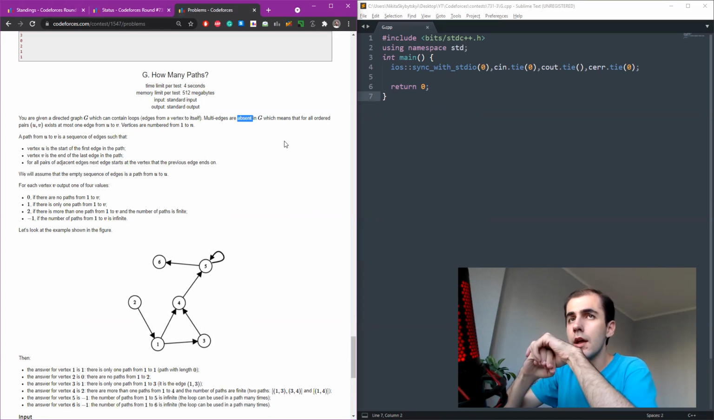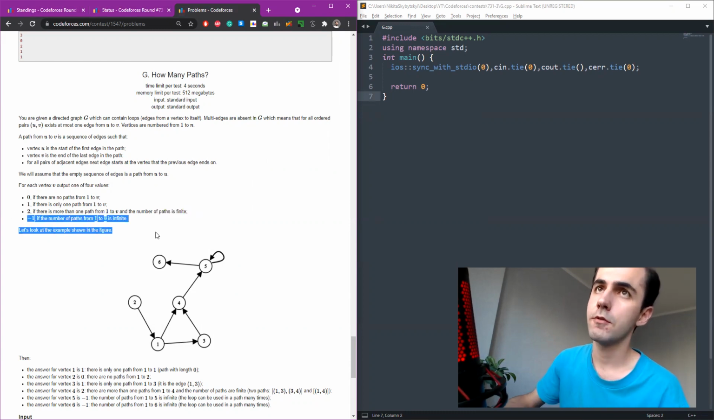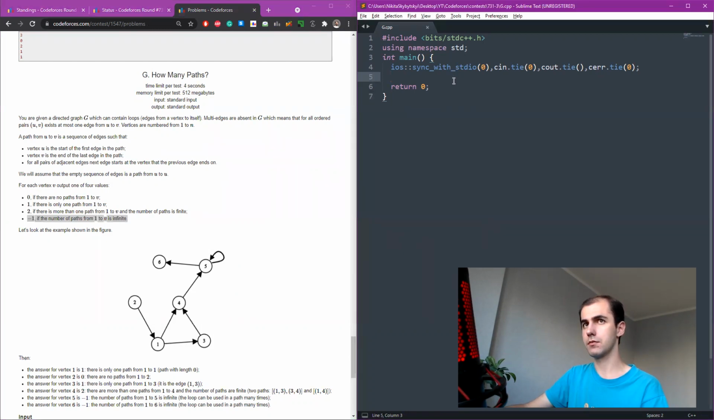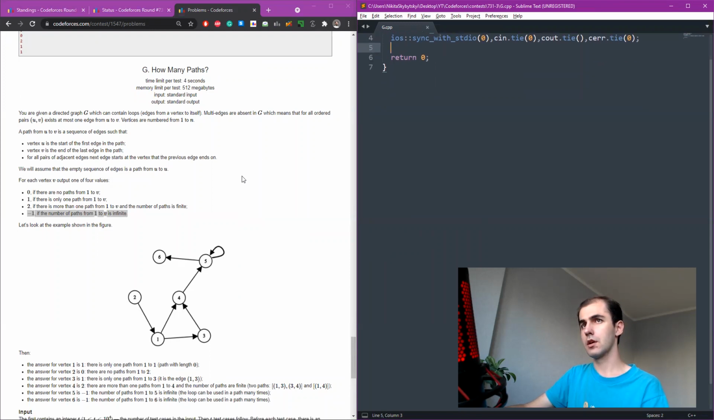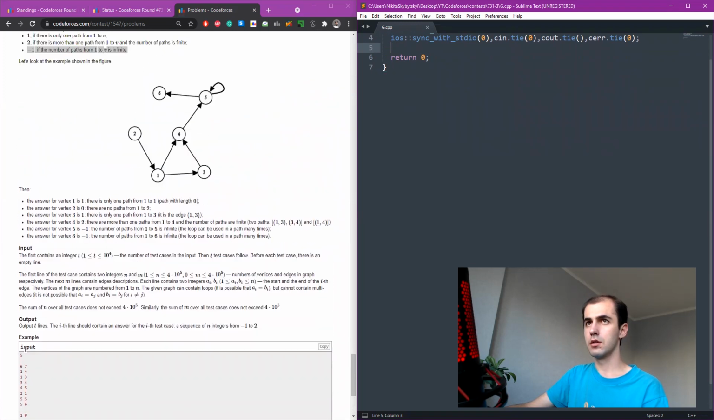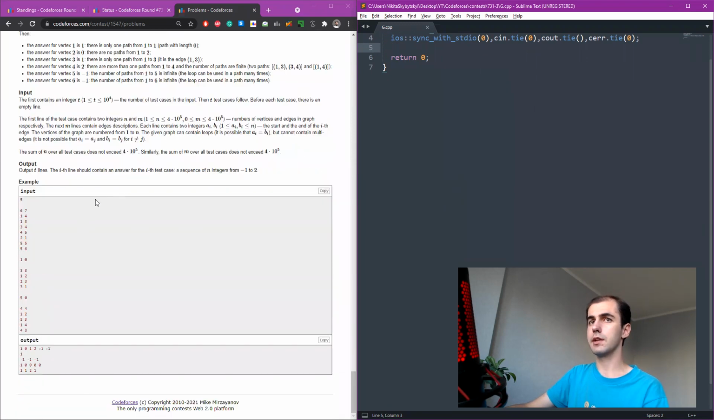Makes sense. For each vertex v, output one of four values: 0 if there are no paths from 1 to v, 1 if there is only one path from 1 to v, 2 if there is more than one path from 1 to v and the number of paths is finite, -1 if the number of paths from 1 to v is infinite. Okay, sounds like a textbook question. So here: 1, 1, 1, 2, -1, -1. Zero, 1, 1, 2, -1, -1.